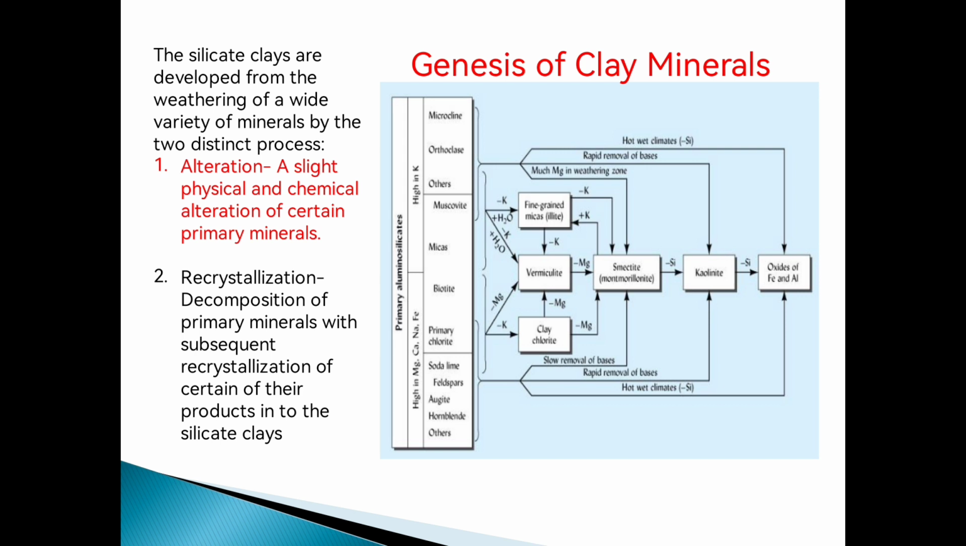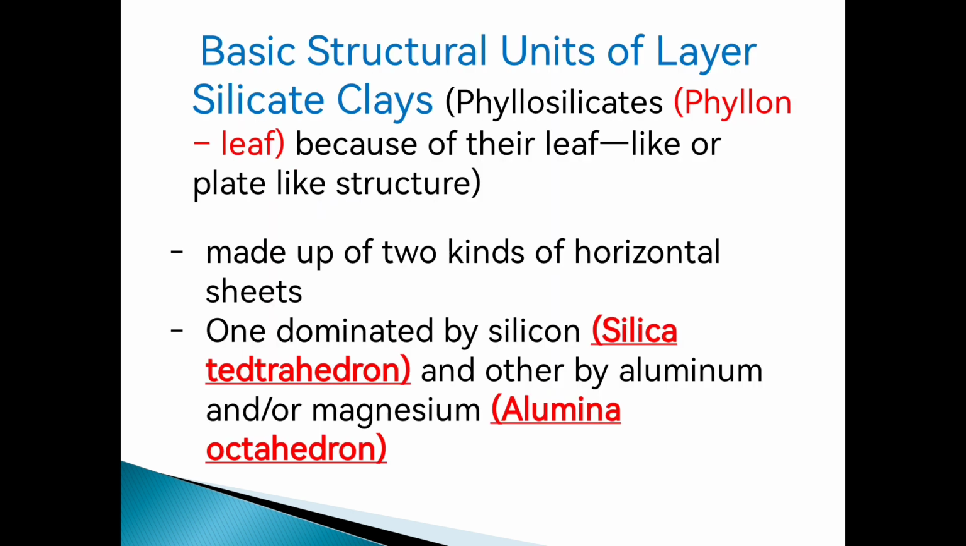But it doesn't happen overnight. It takes hundreds or thousands of years for soil to become clays, and this is affected by different kinds of processes. The basic structural units of layer silicate clays, by the way, phyllosilicates comes from the Greek word phyllon, which means leaf, because of their leaf-like or plate-like structure. When you look at the picture of how they look under the microscope, they look like plates na naka-patong-patong.